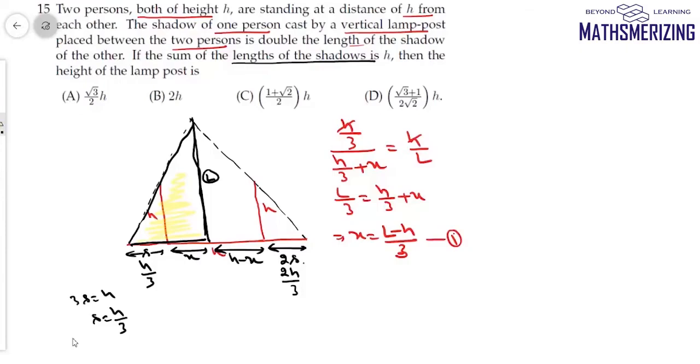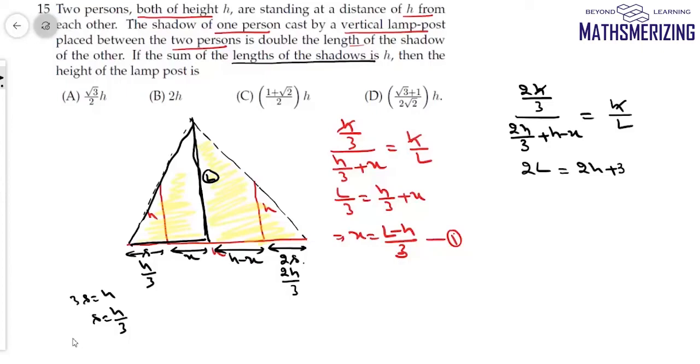Now I'll consider this second pair of similar triangles. For these similar triangles I can write (2h upon 3) upon (2h upon 3 plus h minus x), and this is equal to h by L. Here h and h will cancel. So I'll get 2L is equal to 2h plus 3h minus 3x.